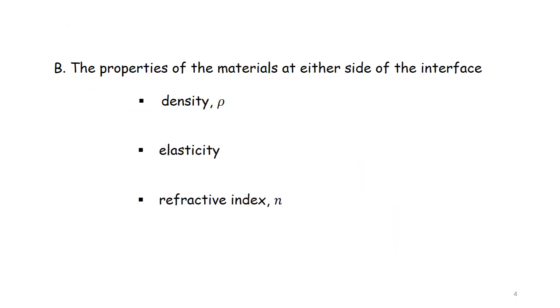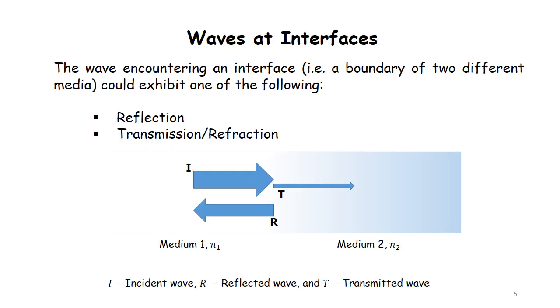Then the second group is the properties of the materials on the two sides of the interface, that is the two media, and that's the density of the material, the elasticity of the material, and the refractive index of the material generally. And this gives us an idea of what happens at interfaces.